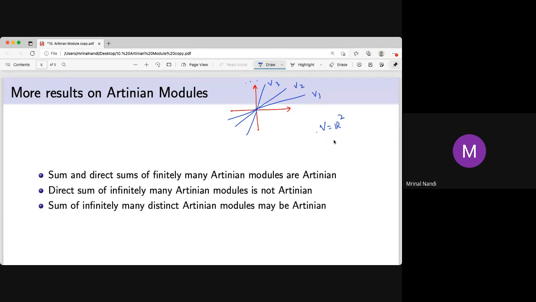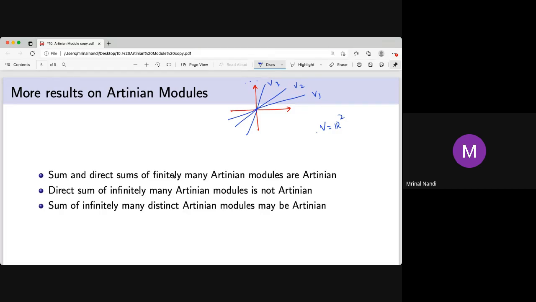So it is again Artinian, but this sum is not a direct sum. For if it is a direct sum, then the dimension will increase and the dimension will be infinite. So if you have an infinite direct sum of finite dimensional vector spaces, that infinite direct sum is actually infinite dimensional. That's why it is not Artinian.